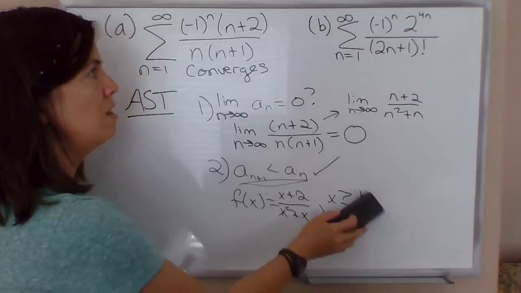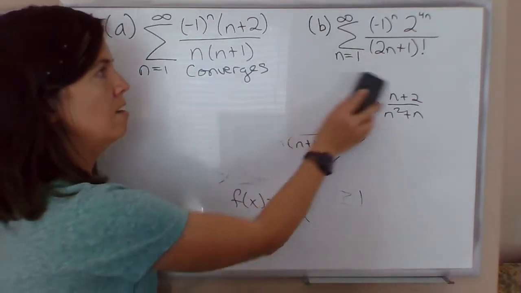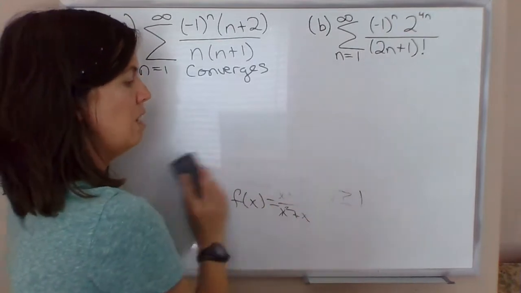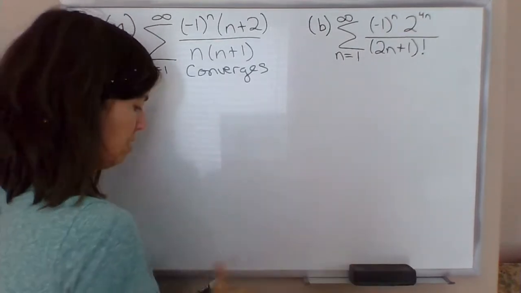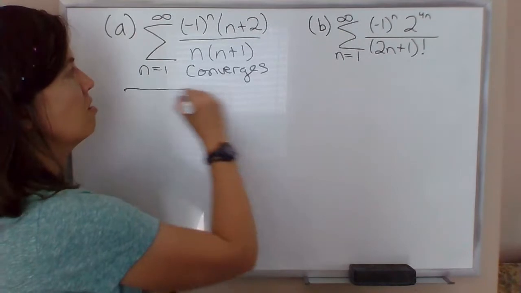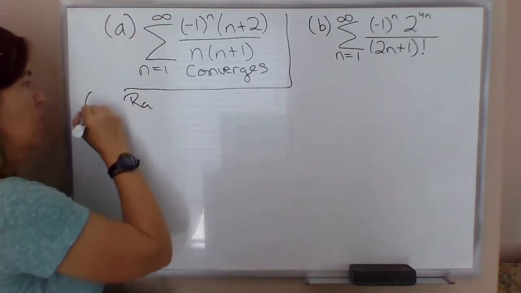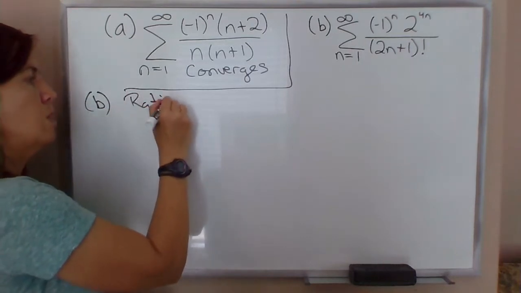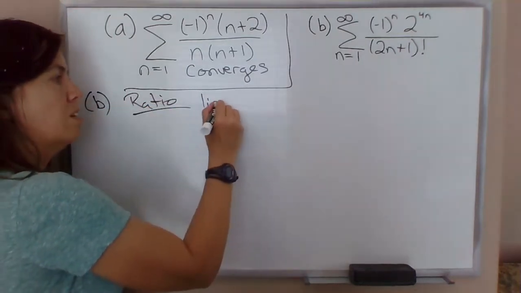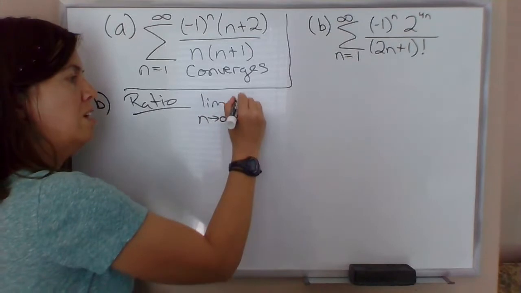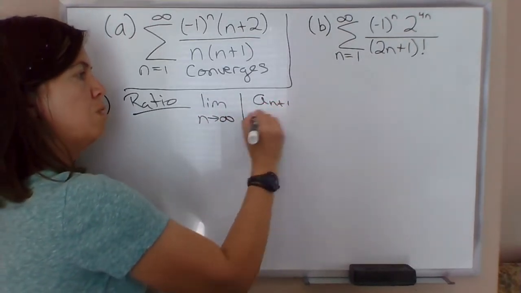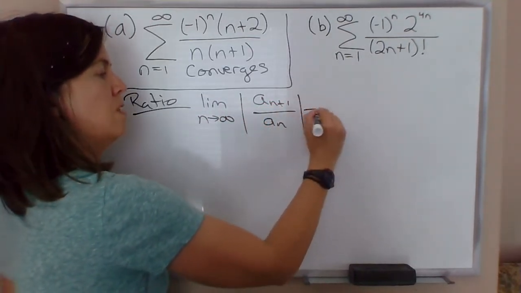Okay, so I'm going to get rid of this. What about that second series over there? In example B, I do see a factorial, so the ratio test is probably the way to go. So I'm going to take the limit as n approaches infinity of the absolute value of the n plus 1 term over the nth term.